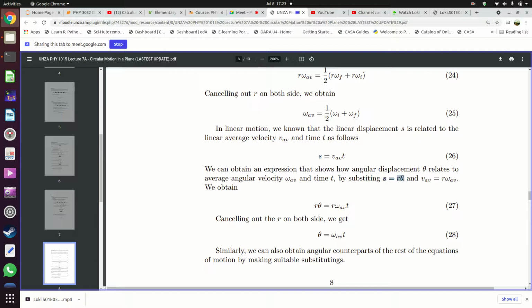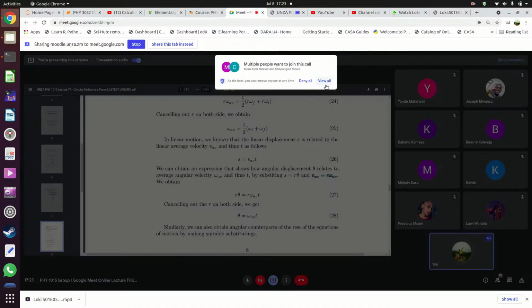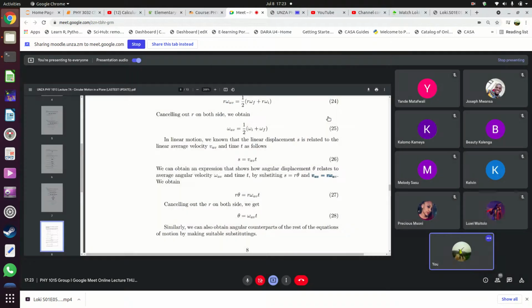S is equal to r theta. We also have the relationship between average velocity and omega. We have this relationship: average velocity is equal to r omega. So with these substitutions, we can see what we're going to have.